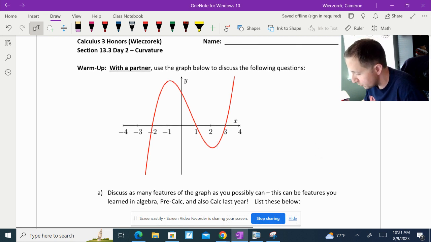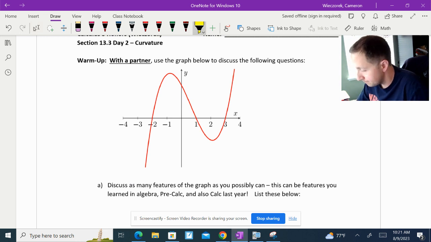So if you're watching this video, you're probably alone. You're not with a partner. So let's just do this solo. Here's a graph. Looks maybe cubic. Let's discuss as many features of that graph as we possibly can.